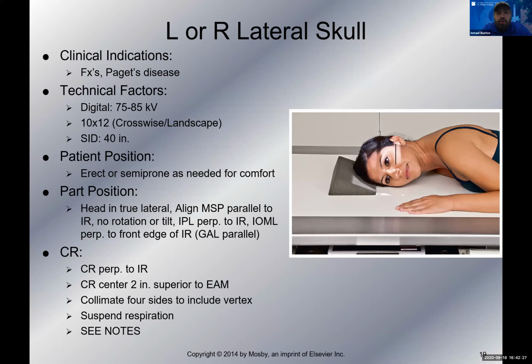So with the lateral skull, this gives you a general overview of the entire skull. So we're looking at all the structures, all the parts of the skull on this lateral. It's not the best for any one thing, but it shows you everything. So we're also looking for fractures, good for air fluid levels if we need to see air fluid levels. KVP 75 to 85, 40-inch SID.